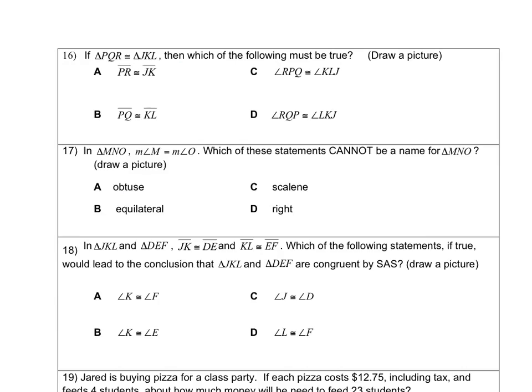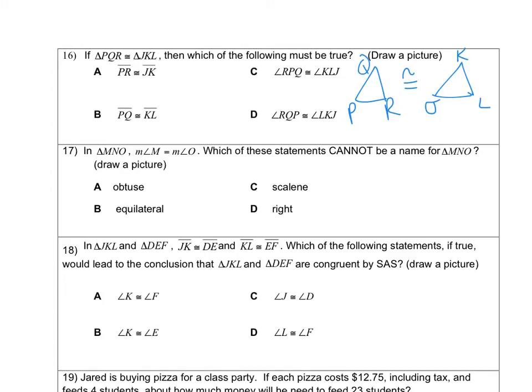Okay, 16, it says, if triangle PQR is congruent to triangle JKL, then which following must be true? So you don't have a picture, so I would draw one. So you have triangle PQR. Remember, you want to label it in the same order. Is congruent to triangle JKL.